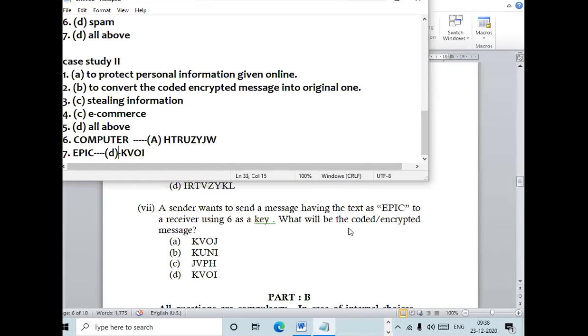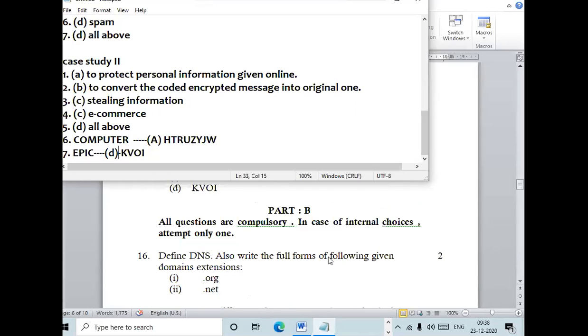All right. Now let us proceed to part B. Beta, in part B, there are internal choices. You were having internal choices. This I'll be discussing in the next class.